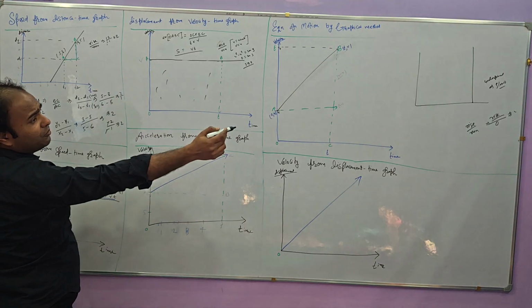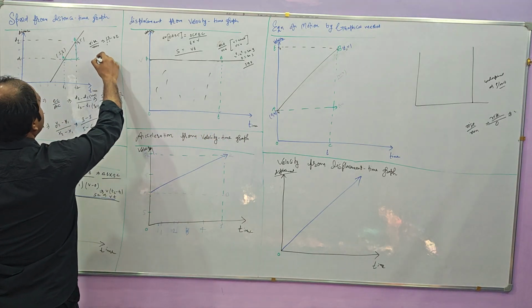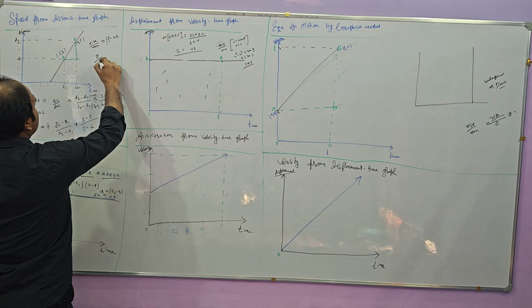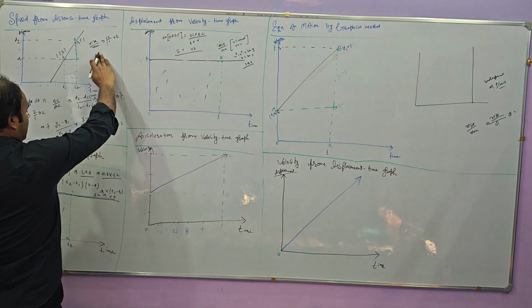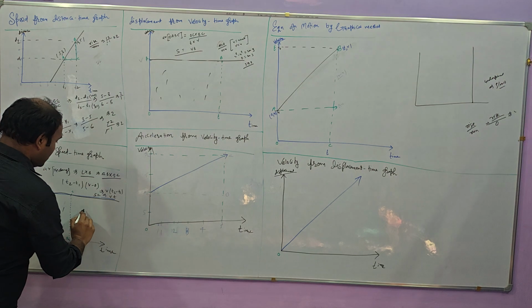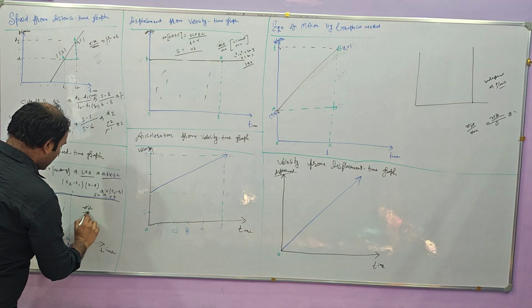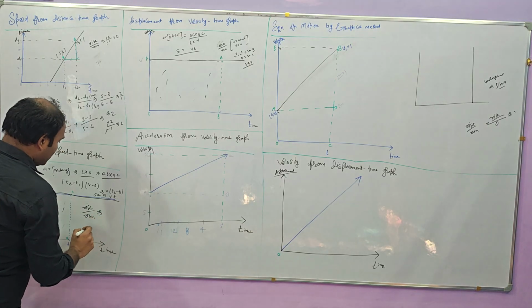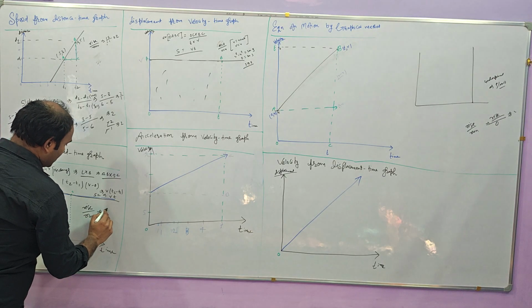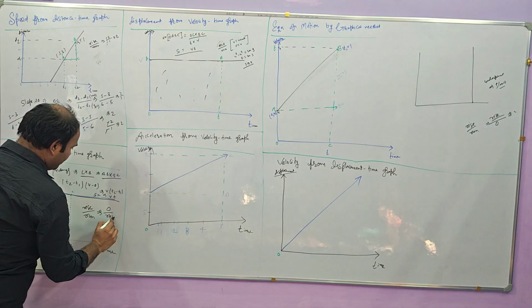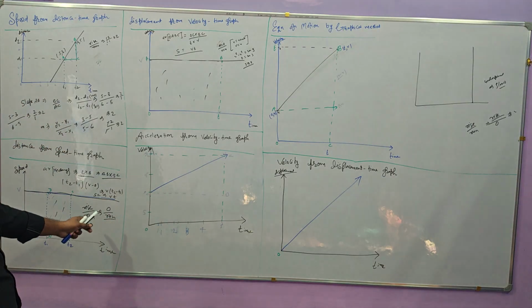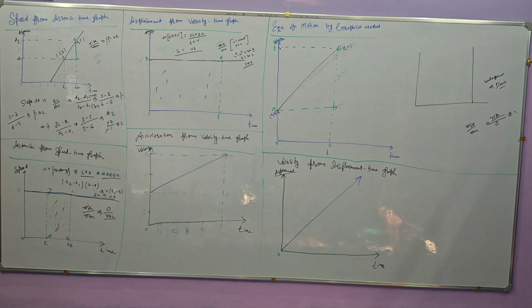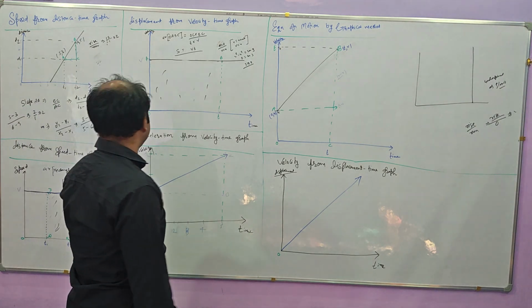And here, rise upon run, we have 0 upon run, so we get 0 slope. We have just run, not rise.